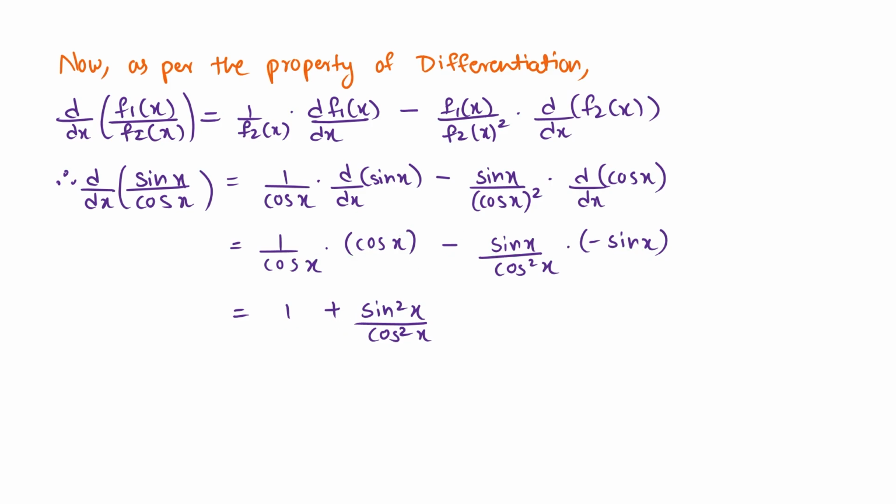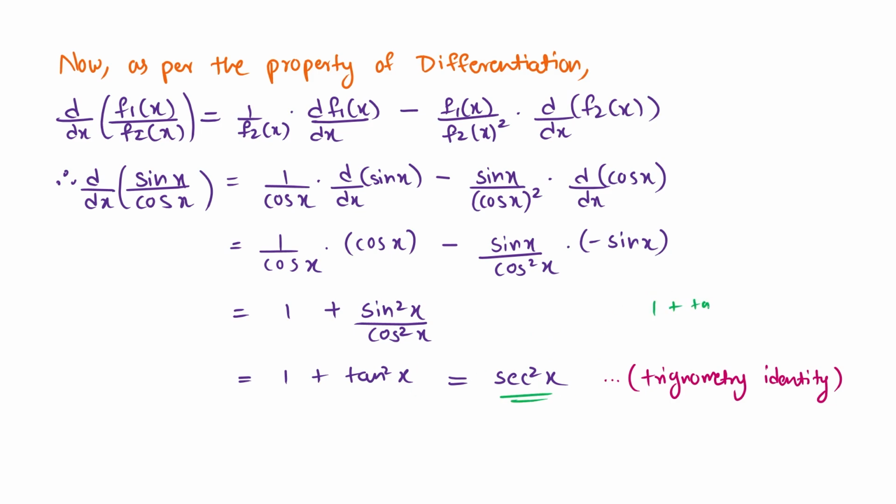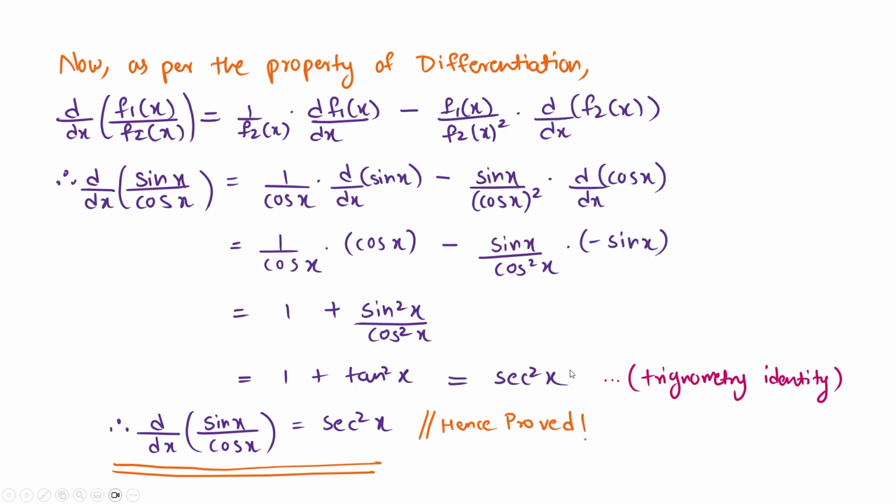So the resultant over here is 1 plus tan square x, because sin upon cos is tan, so sin square x upon cos square x is tan square x. And if we use the trigonometric identity where we know that 1 plus tan square theta is sec square theta, we get 1 plus tan square x as sec square x. Hereby, we have proved that if we find the derivative of the term sin x upon cos x, it comes out to be sec square x, and hence proved.